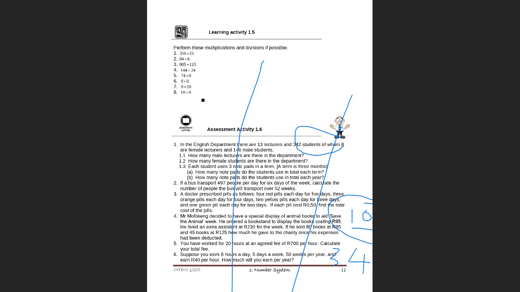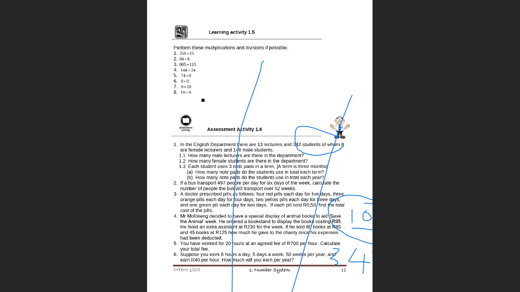Now the next thing is, if a bus transports 497 people per day for 6 days of the week, calculate the number of people the bus will transport over 52 weeks. So every day it transports 497 for 6 days. Now you see that. Calculate the number of people the bus will transport over 52 weeks. What will be the answer?